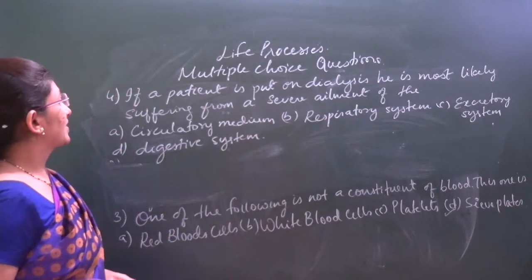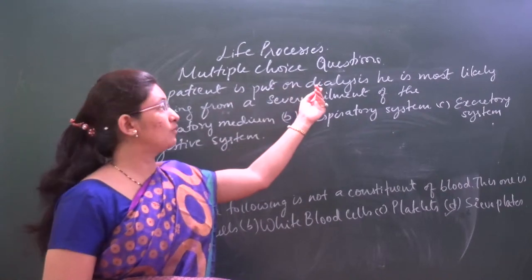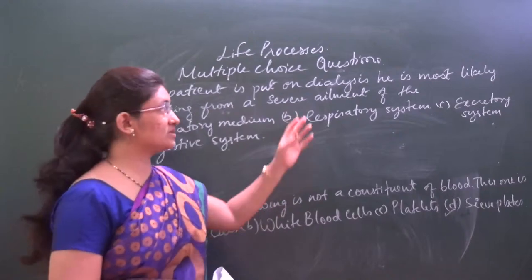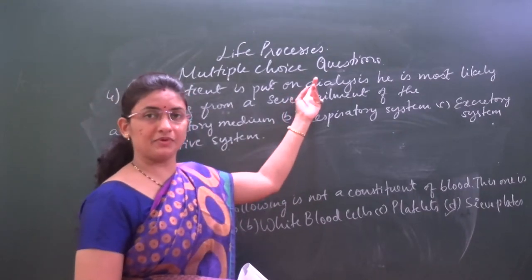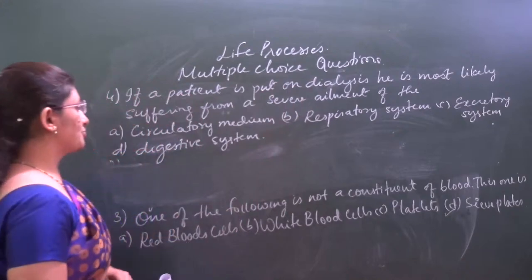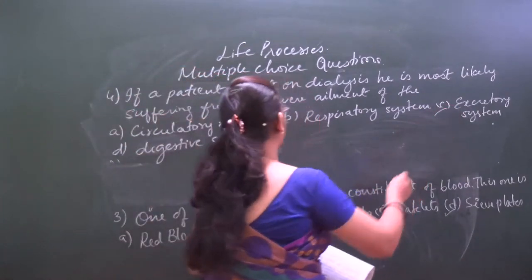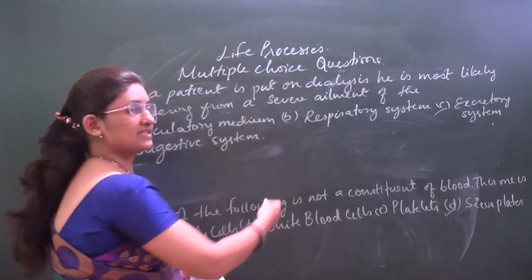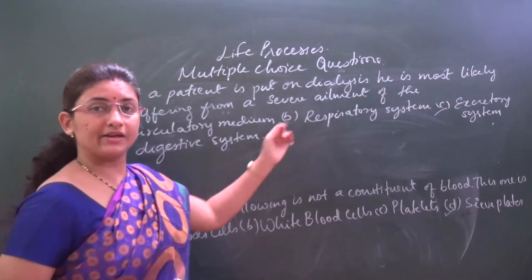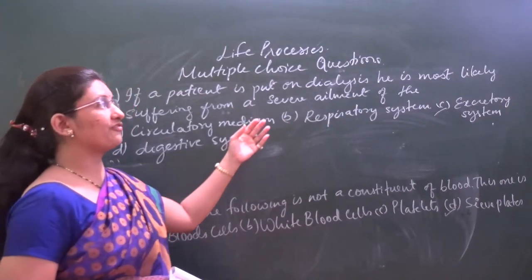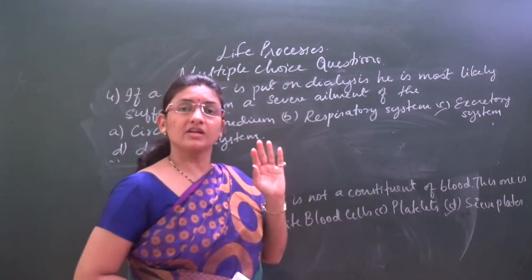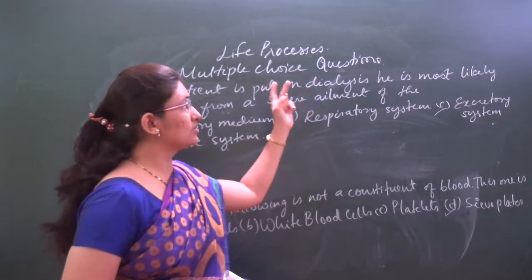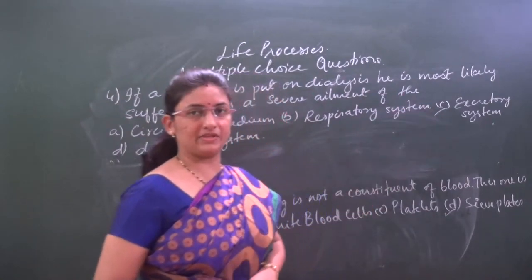So, the question is, if a patient is put on dialysis, what is dialysis? It is an artificial kidney which helps in filtering the blood, isn't it? So dialysis is related to the excretory system. The answer should be the excretory system. Circulatory system, no way related to dialysis. Respiratory system, not at all. It is the excretory system wherein the purification of the blood takes place. In the extreme case of kidney failure, when both kidneys fail, at that time dialysis has to be done. So dialysis is related to the excretory system.